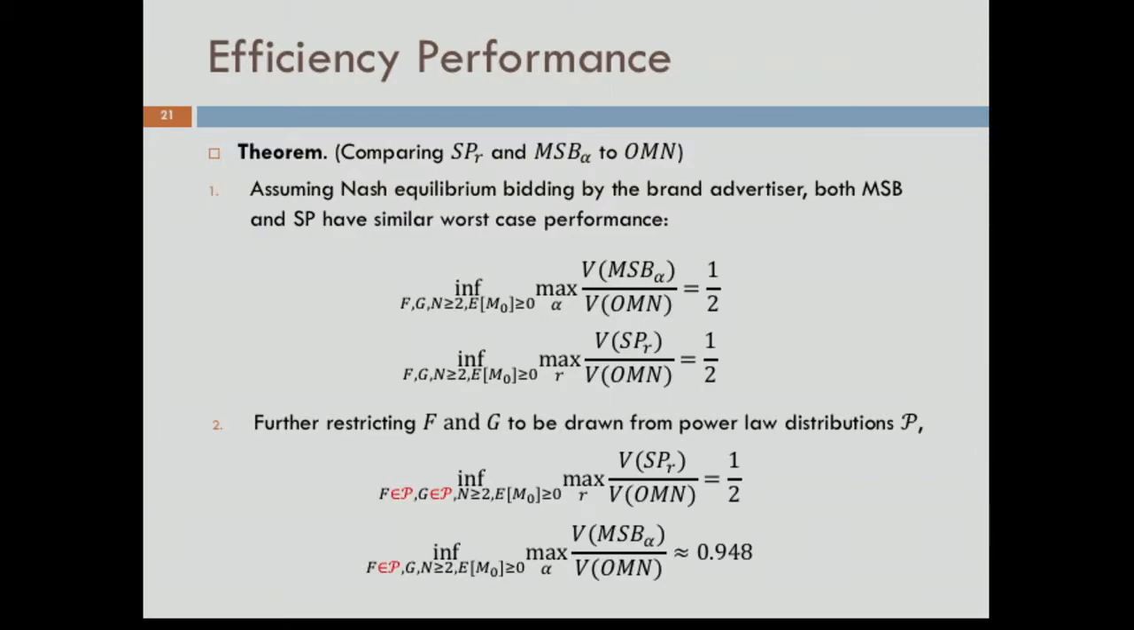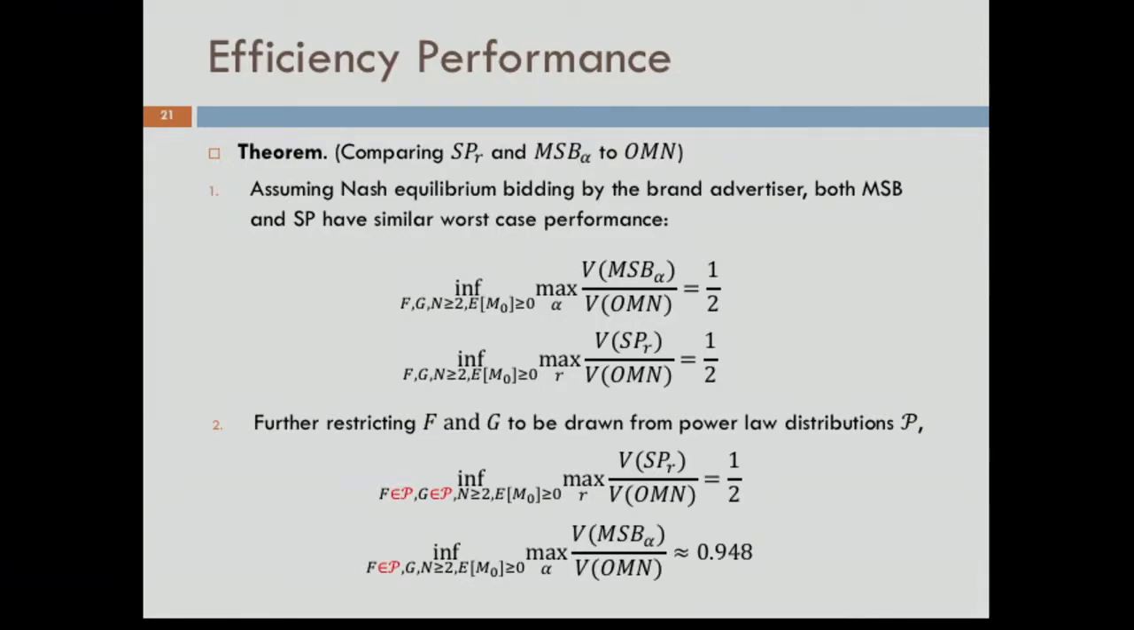This compares second price with reserve and modified second bid in the worst case with these very weak independence type distributional assumptions. Assuming Nash equilibrium bidding by the brand advertiser, both modified second bid and second price have similar worst case performance. If you take a look at the value of the modified second bid auction divided by the value for the best parameter optimized for the environment, but then you take the infimum over environments, the infimum over distributions F, distributions G, numbers of bidders N, and means of the performance advertisers, you get a half. The second price with reserve does the same.